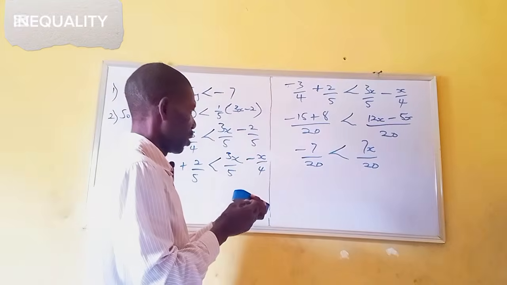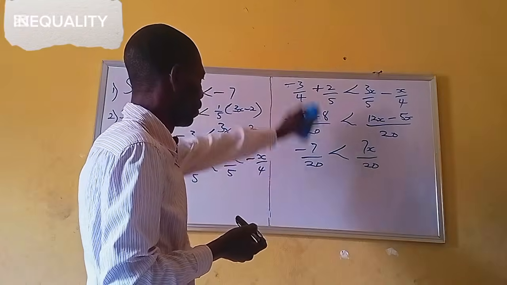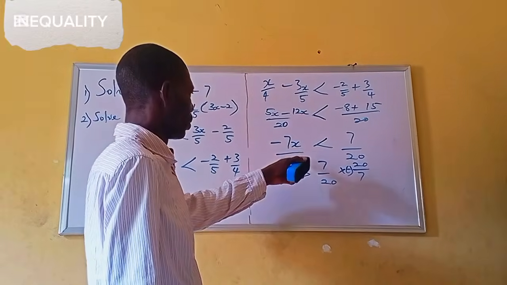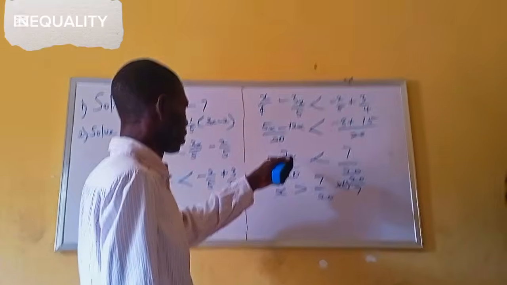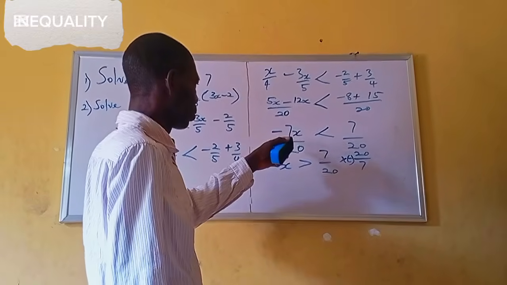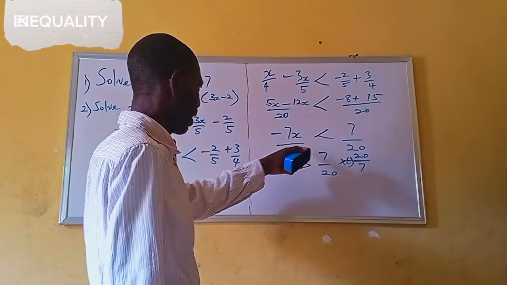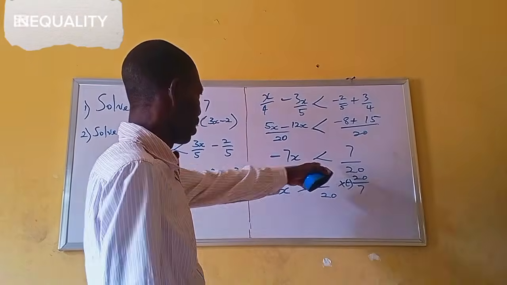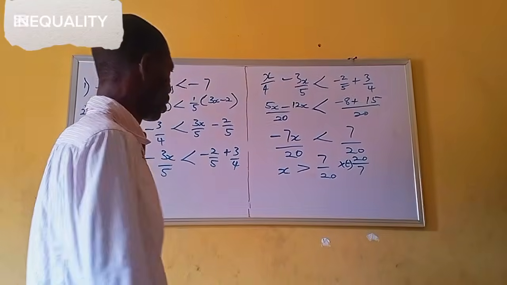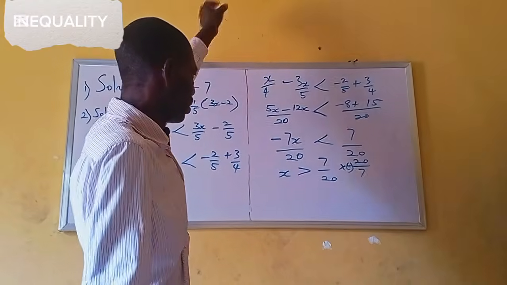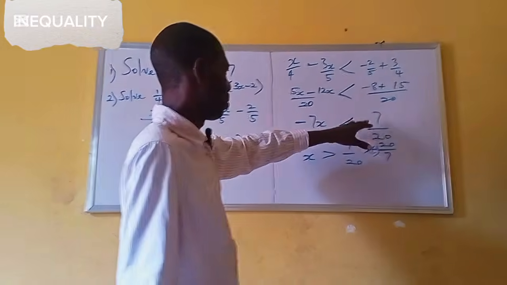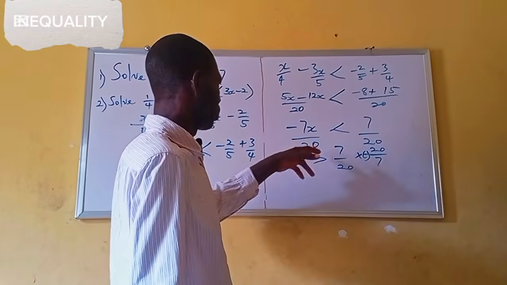So now we are going to divide. Here now we have minus 7 over 20 less than 7 over 20x. So we are going to be dividing both sides by 7 over 20x.